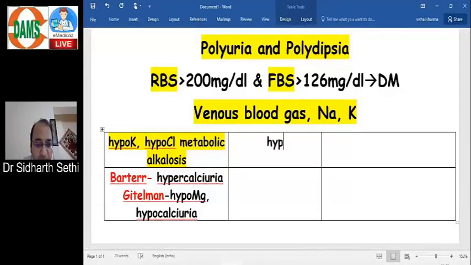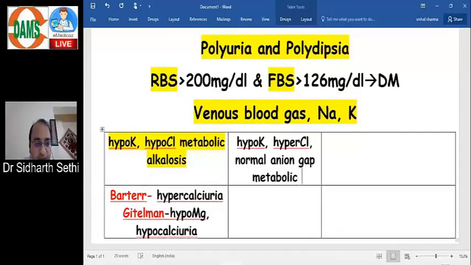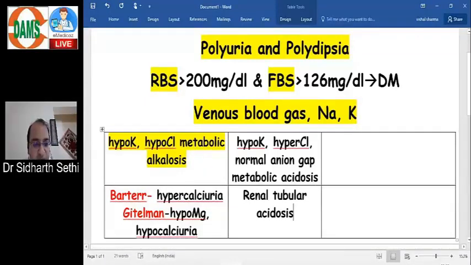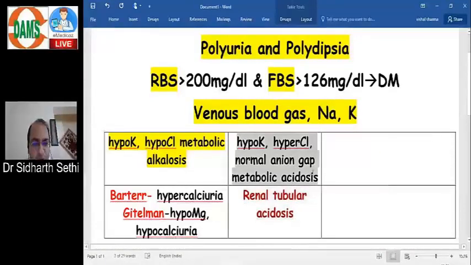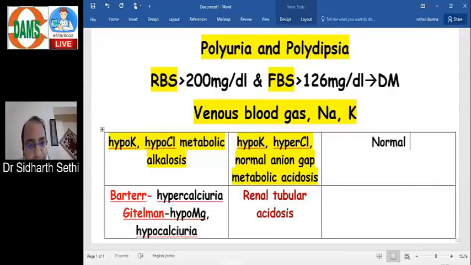Now the second condition here can be hypokalemic, hyperchloremic, normal anion gap metabolic acidosis. Remember, which is hypokalemic, hyperchloremic, normal anion gap metabolic acidosis, which is called renal tubular acidosis. Okay, RTA. Now remember, renal tubular acidosis can be proximal or distal. Now the third situation here is that all of this is normal. Now when all of this is normal, your options are either psychogenic or diabetes insipidus.